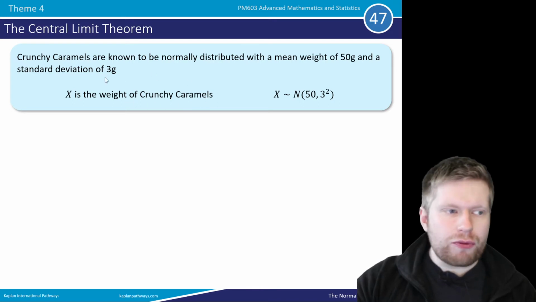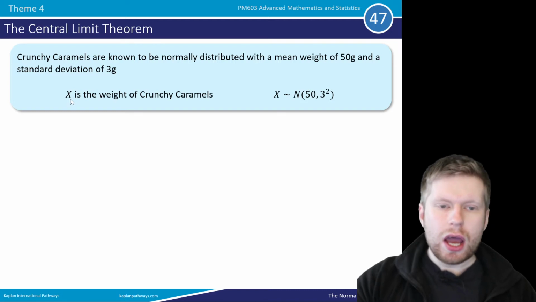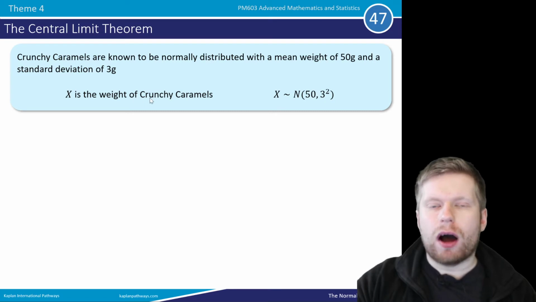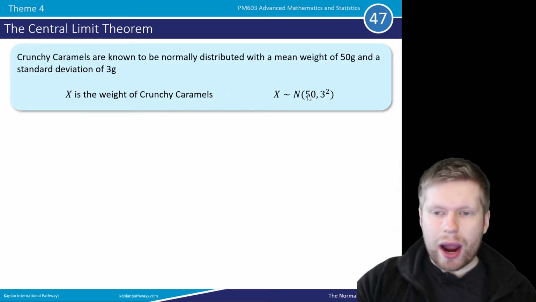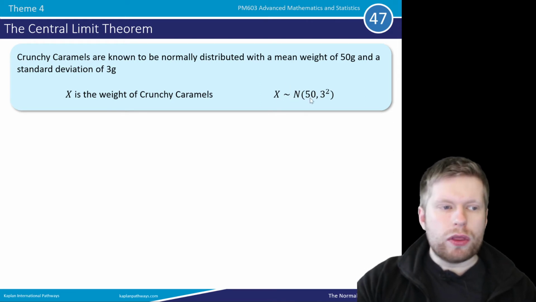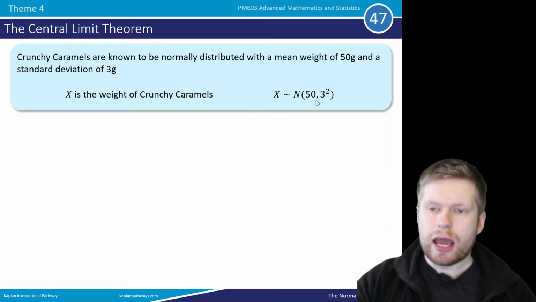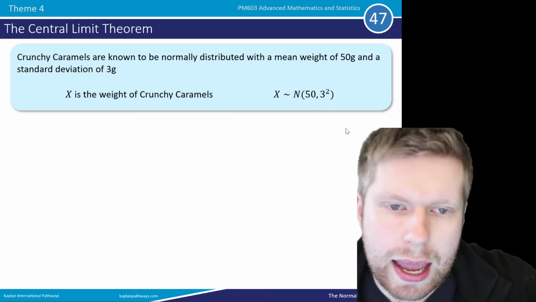So if I define my random variable, which is always good practice when you've got random variables going on, regardless of whether they're discrete or continuous, we're basically going to let the letter x represent the weights of our crunchy caramels. So x is the weight of crunchy caramels. And then I can write that because I know they're normally distributed, so x is normally distributed with a mean weight of 50, and remember the parameter that goes here is the variance. So if the standard deviation is 3, the variance is 9, which I'm going to write as 3 squared. Okay, so I'm just setting up my problem here.